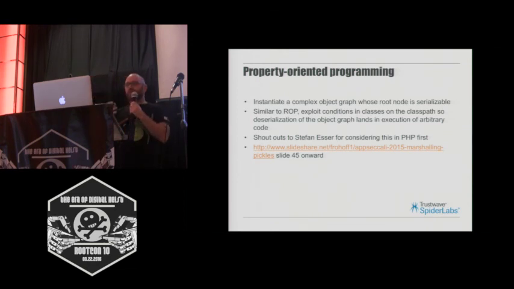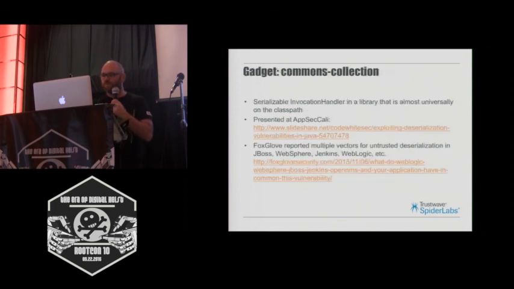And they found that there were so many different combinations of objects that could do this that they could find one for pretty much any vulnerable server. And so they called these chains, these graphs of serialized objects, gadgets. And they found one in a library called Commons Collection. It's quite complex to understand.